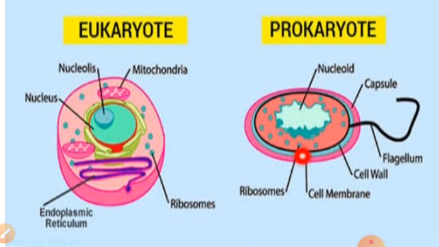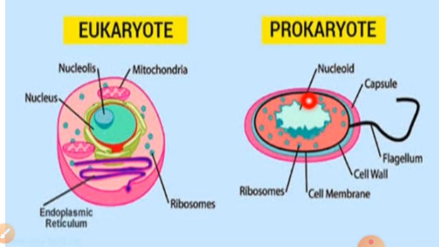Now here you can see the prokaryotic cell. What is the prokaryotic cell? Prokaryotic cells contain neither a well-defined nucleus nor any internal membranes that are not connected to the plasma membrane. These cells have descended from the oldest form of life on the earth.